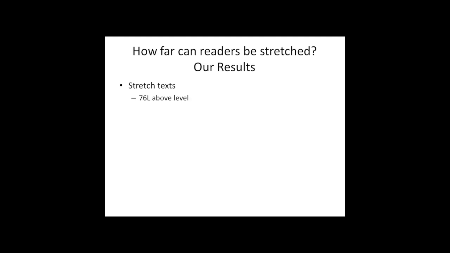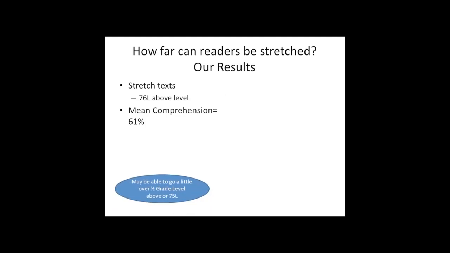We found that when kids read 76 lexiles above level, which is about a half a grade level, they could maintain a mean comprehension of about 61%. Keep in mind this is a completely independent activity, so it's very possible that if it was a supported activity they might get closer to a reasonable comprehension level, around 70 to 75%. Nonetheless, the exploratory data suggested that we may be able to go a little over a half a grade level above without really tearing kids down.